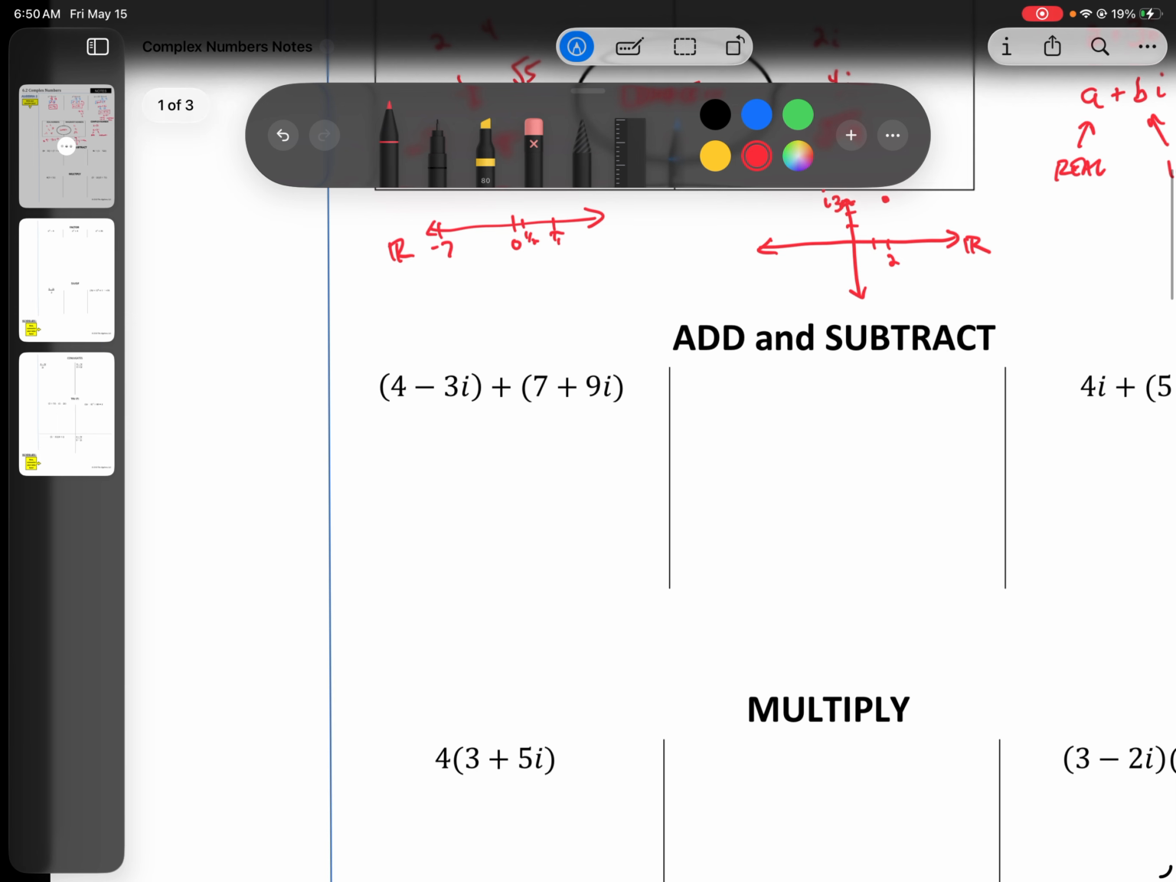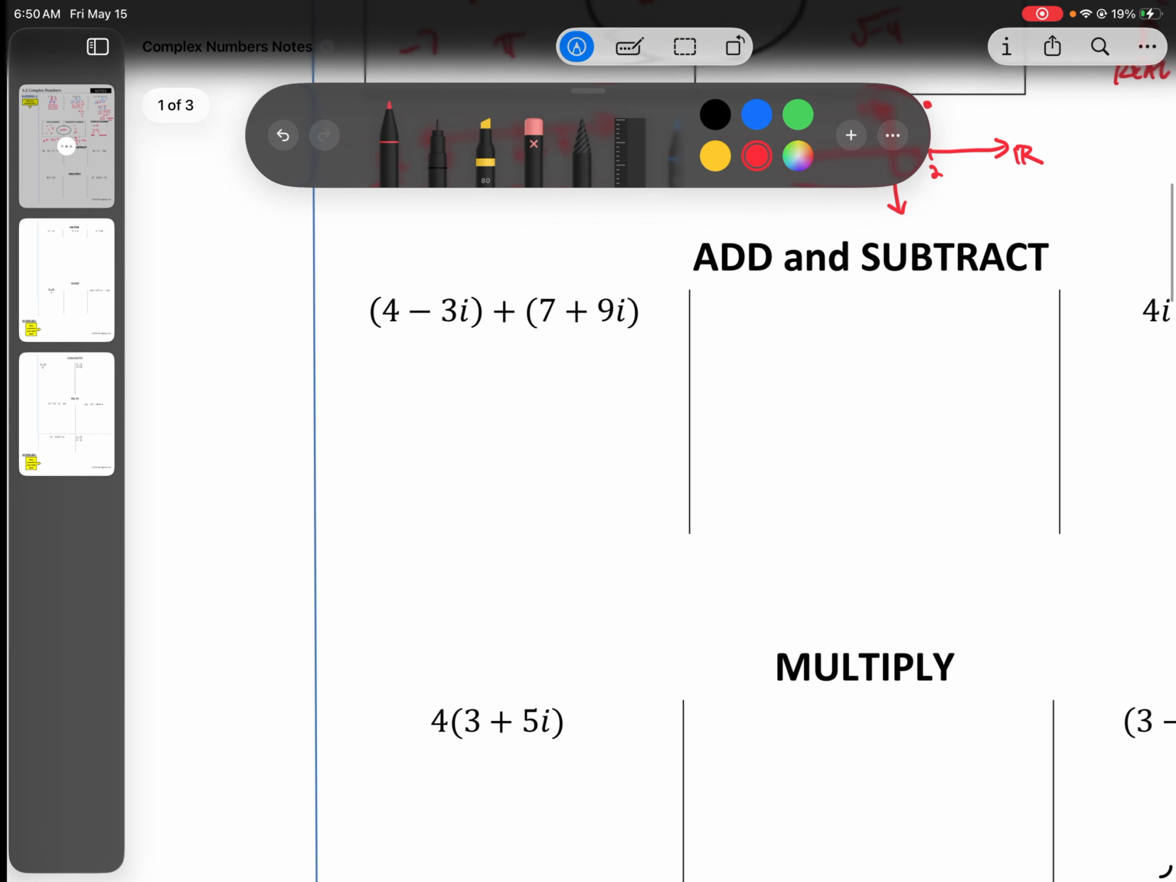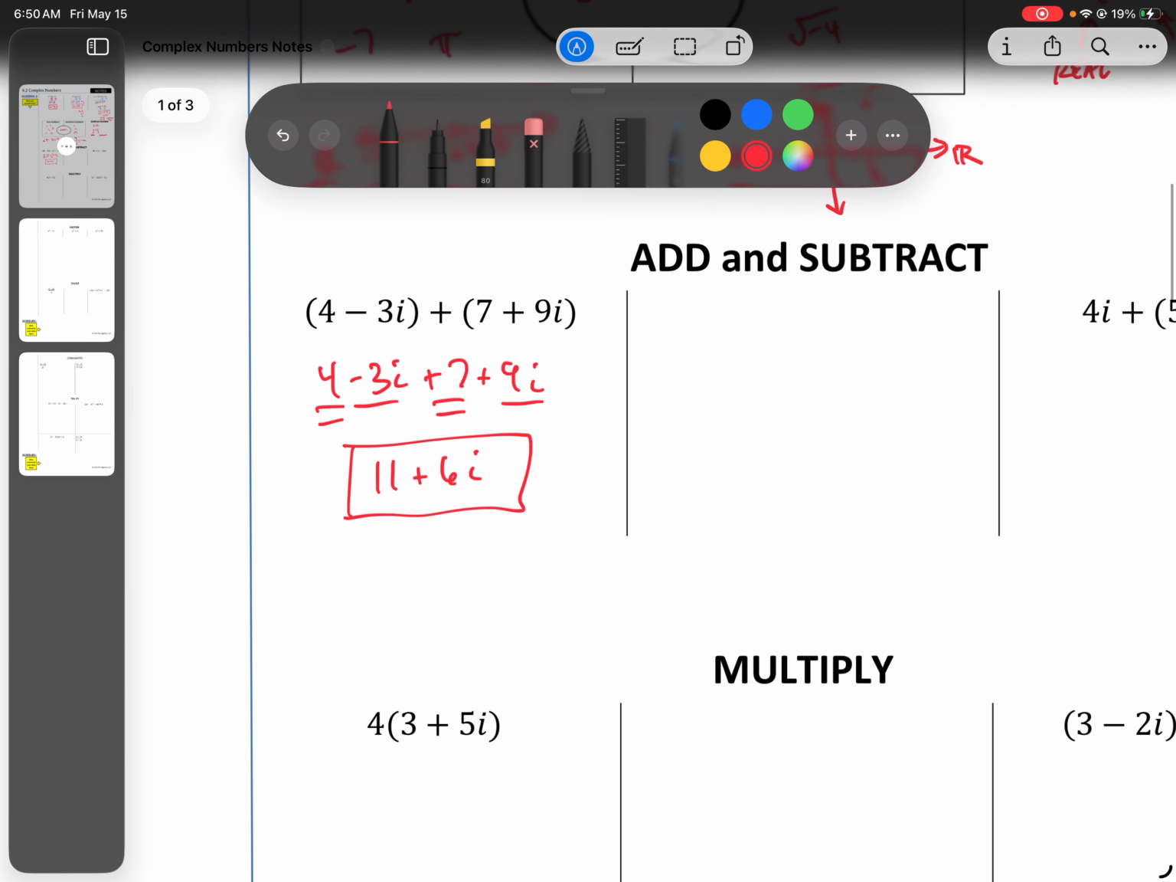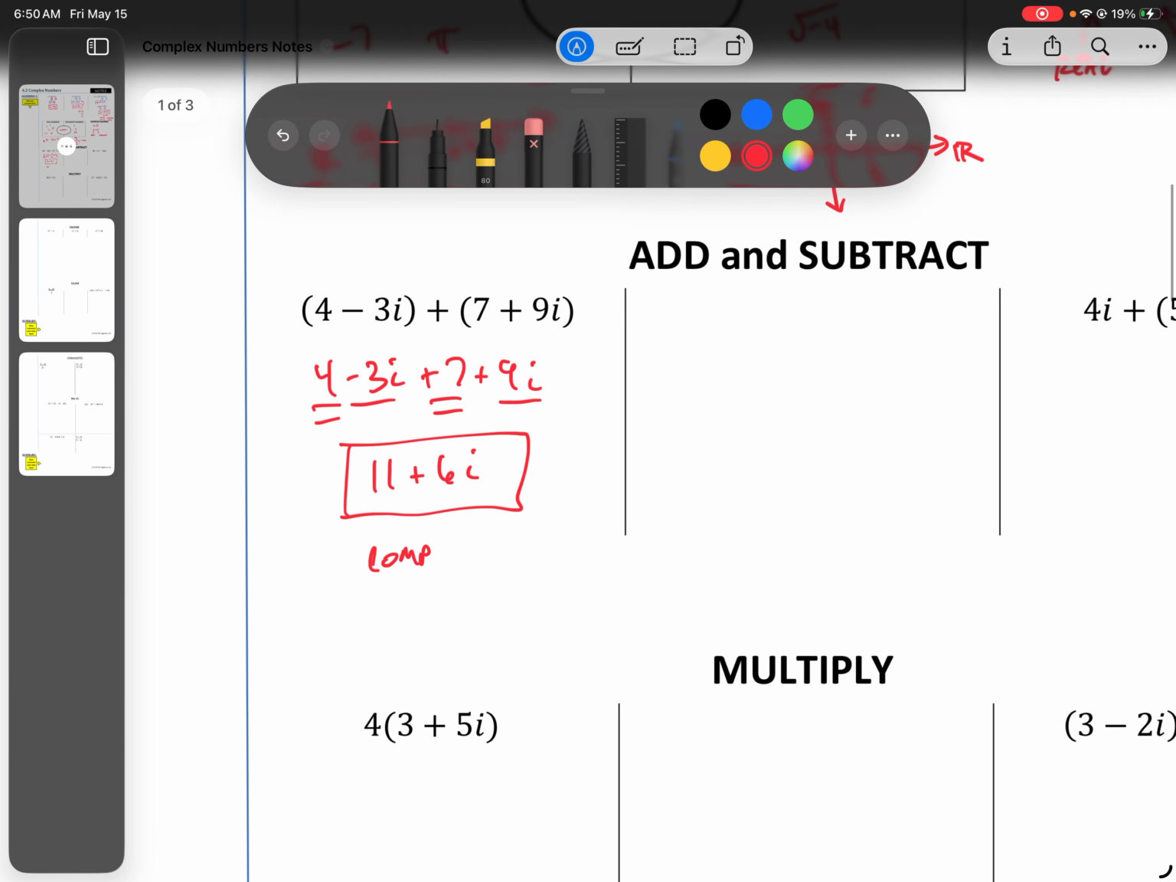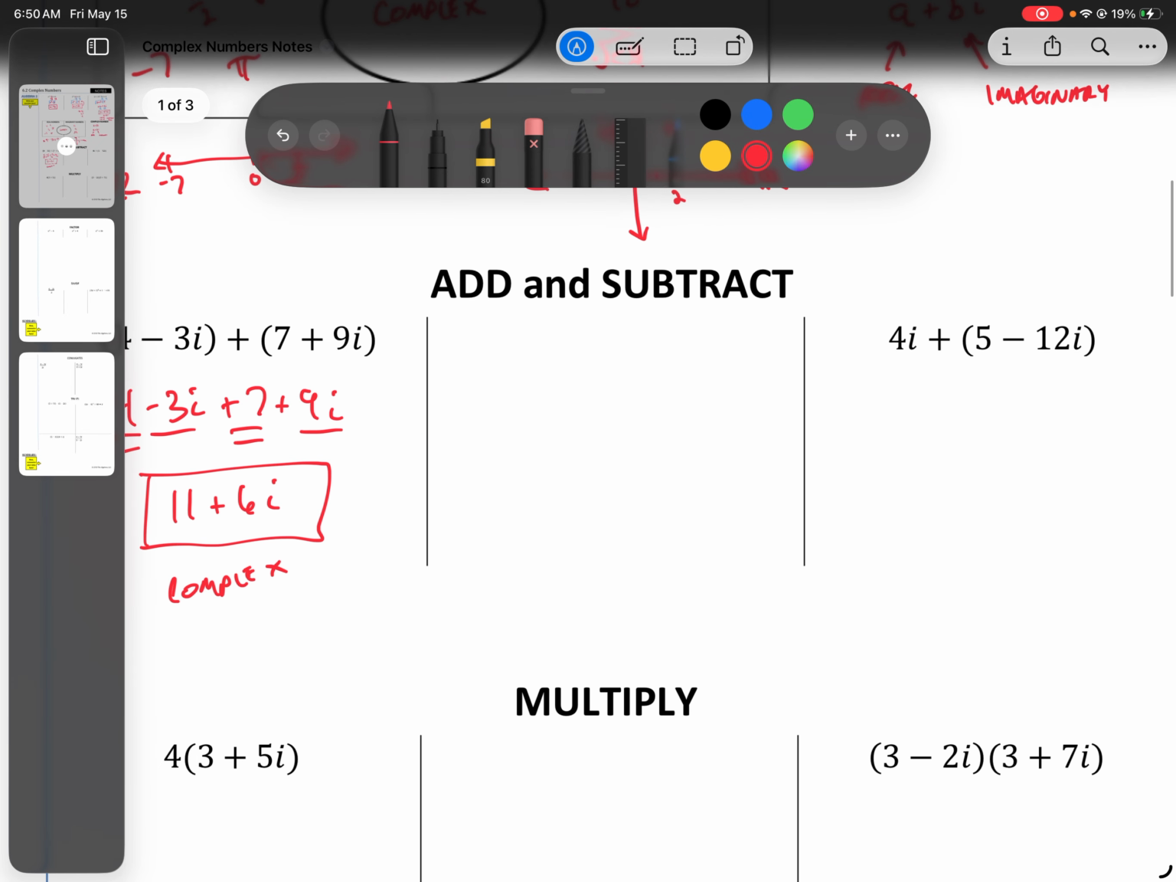Okay, so add and subtract. We've done a bunch of this. This is just review. This is not multiplication, so we have 4 minus 3i. We distribute the plus 1, plus 7, plus 9i, and now we can add the i's together and add the real parts together. So 4 plus 7 is 11, and then this is plus 6i. So that's our complex number. It is complex, and we always write the real part first.